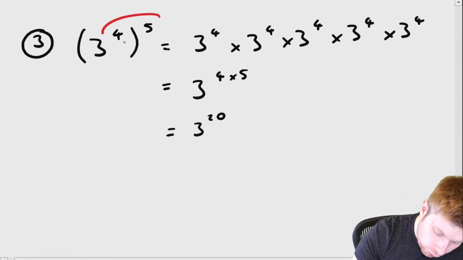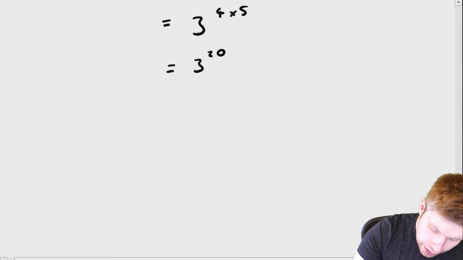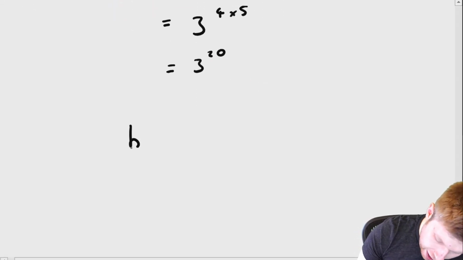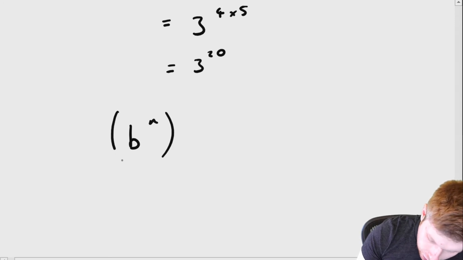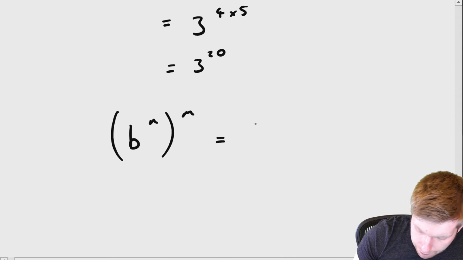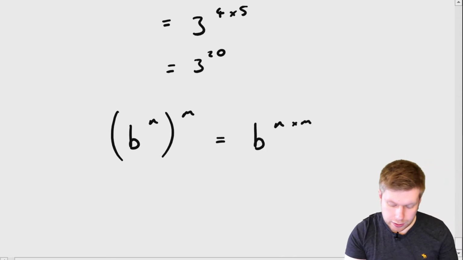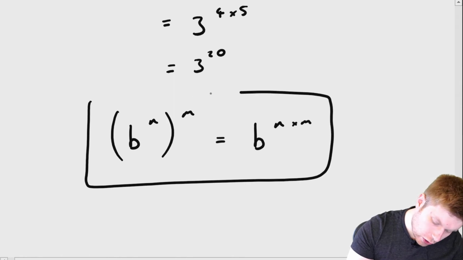Have a look. 4 times 5 gives me 20. All right. So in general, if I have b to the power of n and I raise it to a different power, let's say m, could be the same power, doesn't matter, then this will be b to the power of n times m. Okay, so that's your third law which you need to observe.